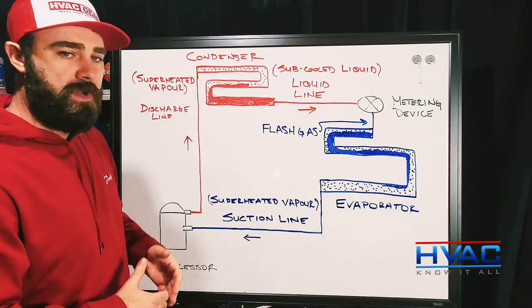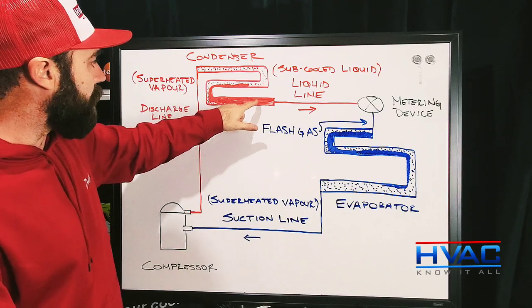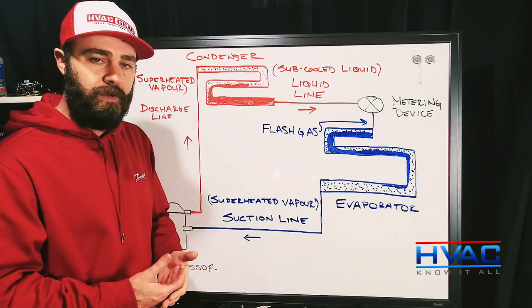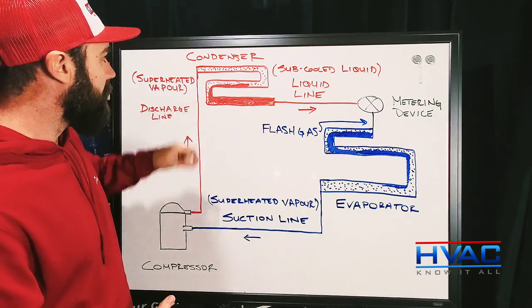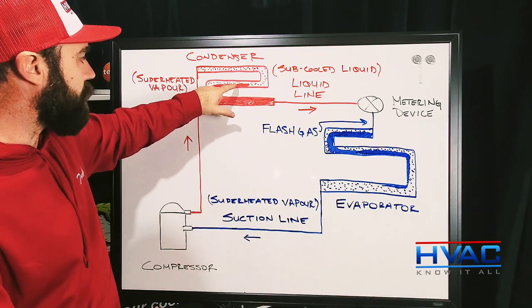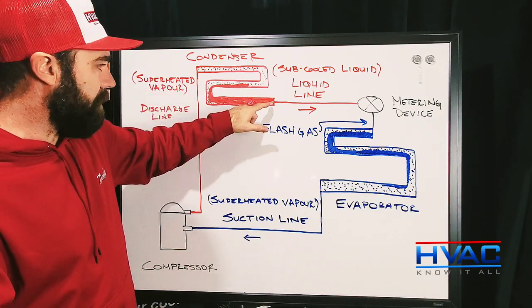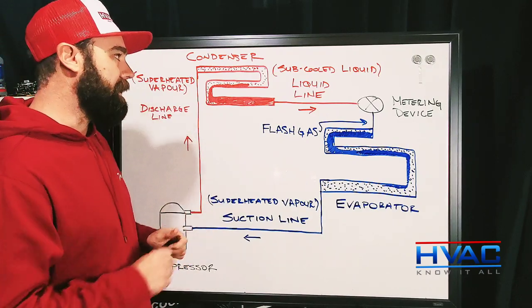Once we bring it to saturation, we're gonna further cool it, and we're gonna turn it to a full liquid, and we're gonna start to subcool that liquid. That's why we're a full liquid there. So we go from a superheated vapor to saturation to subcooled liquid. That's what the condenser's job is: to reject that heat.